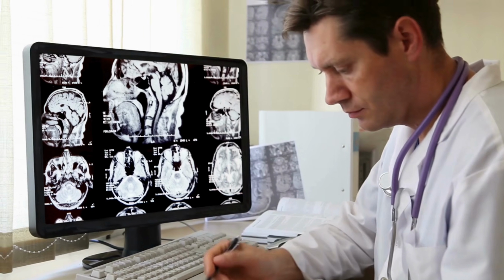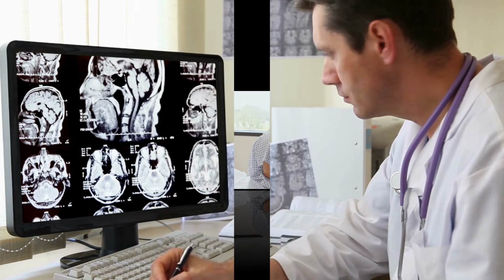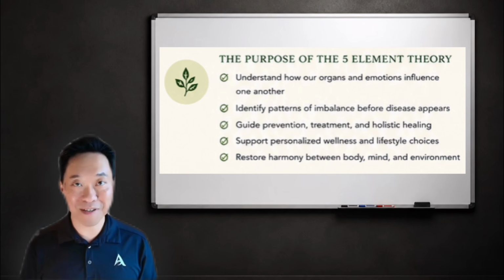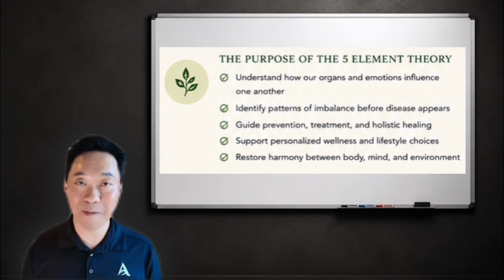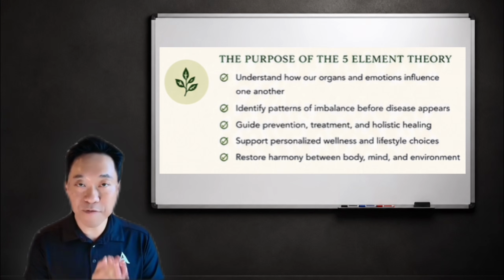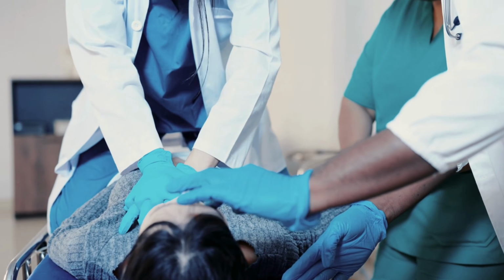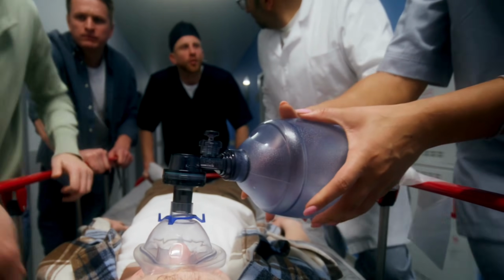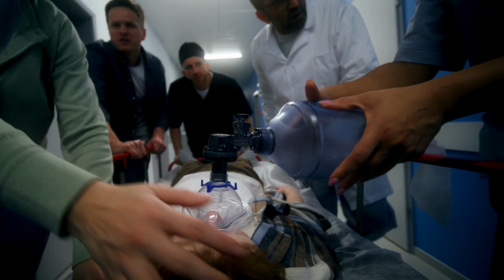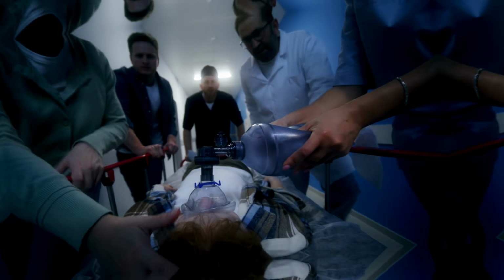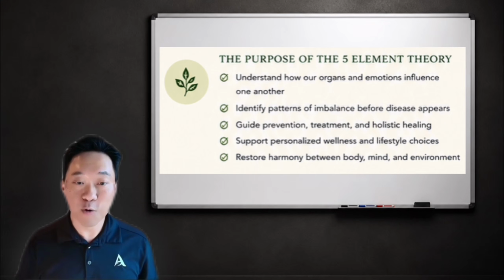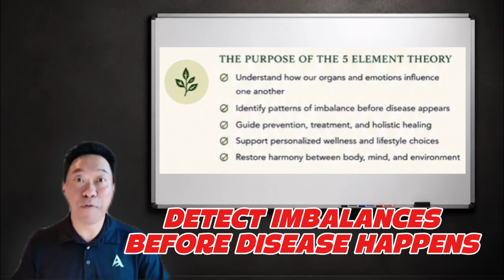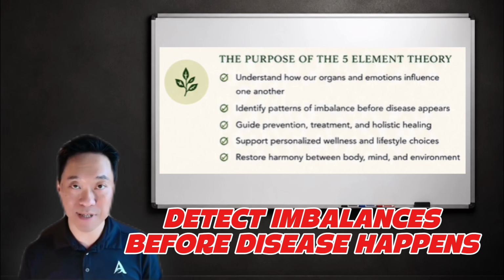Western medicine only helps when a disease causes a problem, not even when it appears. This is pretty mind-blowing, right? Most people don't know that. Western medicine is only for acute emergency medicine. What does that mean? That means you're in an emergency. You're about to die, okay? That's what Western medicine was created for. Traditional Chinese medicine was created to detect imbalances before the disease happens.